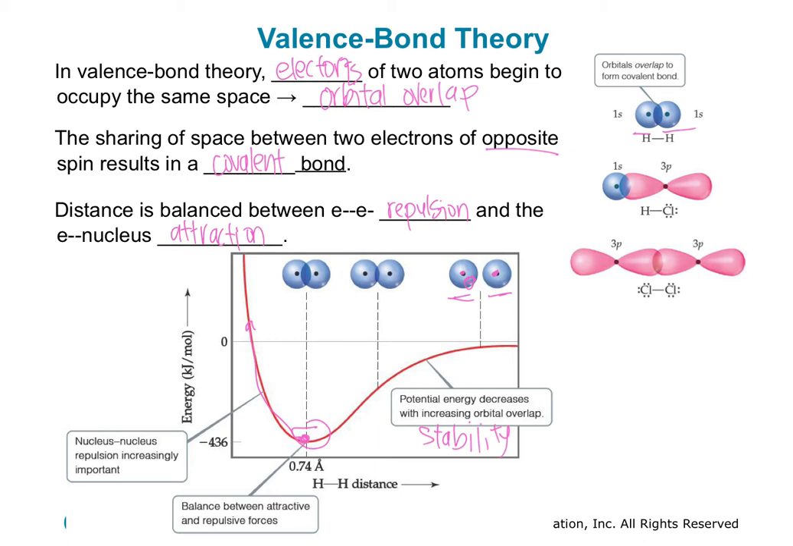So you can see over on the side we have those two 1s orbitals overlapping. We can have a 1s orbital with a p orbital overlapping, one of those p lobes. We could also have two different p orbitals overlapping, and as long as we get that overlap, that's where that single covalent bond comes from.